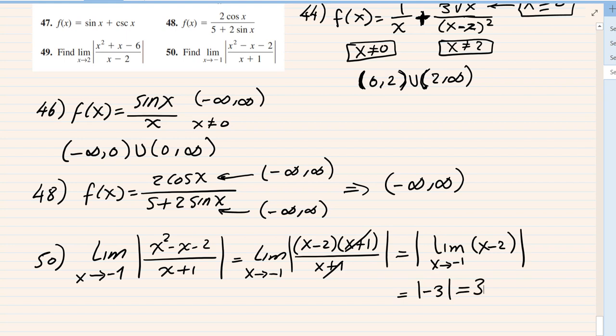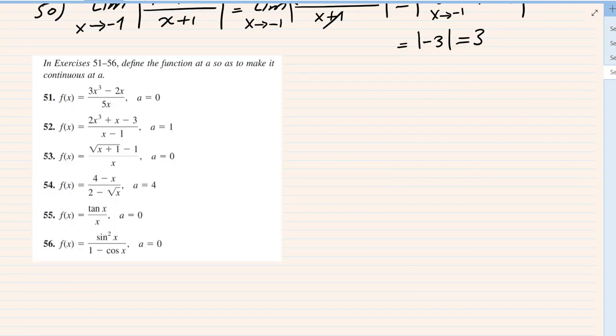Okay, let's take a look at another segment in the exercises here. The first one, number 51, is pretty straightforward. The question says to define the function at a so as to make it continuous at a. So we just remember, to be continuous at a point, f at a must equal the limit, right?